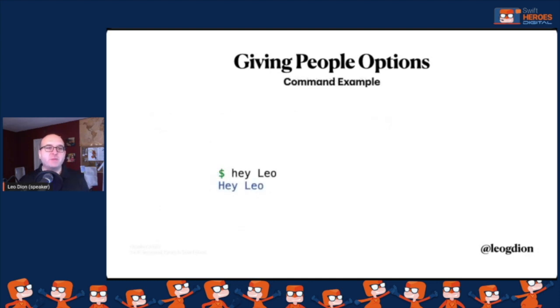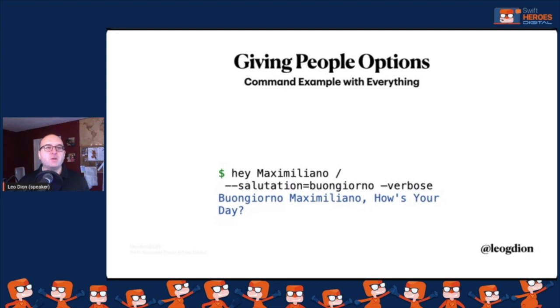So before we had just simply hey Leo. If we want to change the salutation, in this case we want it to say hello world, we say hey world --salutation equals hello, and it'll automatically be parsed. We can combine all these further and say hey Maximiliano --salutation buongiorno --verbose, and it'll automatically say buongiorno Maximiliano, how's your day? Pretty cool. So we've been able to combine flags, options, and arguments to create a really robust Hello World app. I'm not going to be making a lot of money on the App Store from this, but it's a good example, hopefully, that teaches you how Swift Argument Parser is really robust.